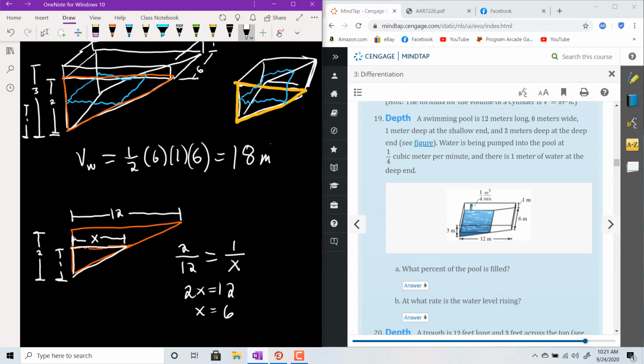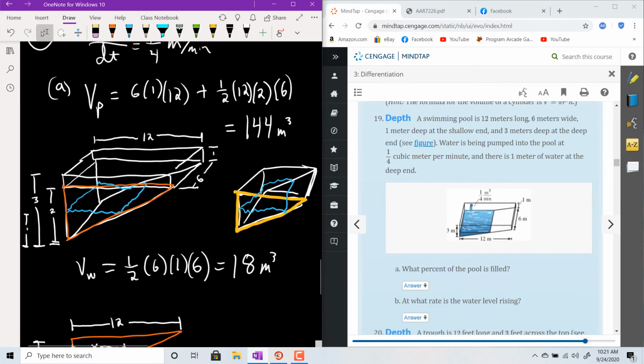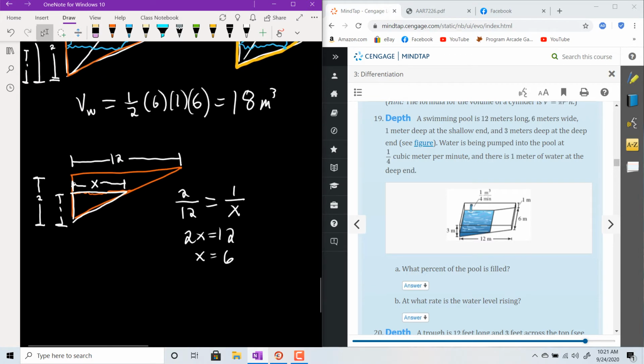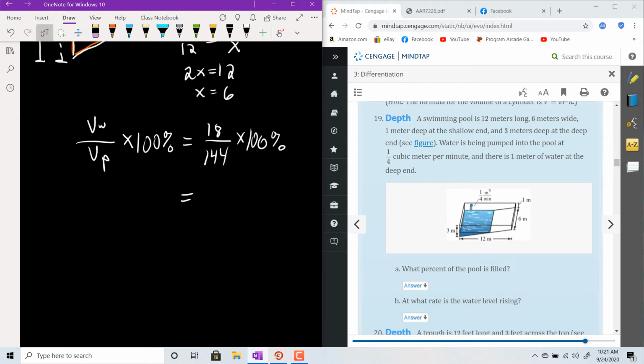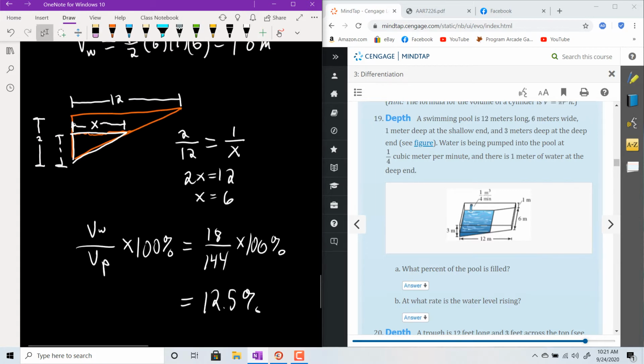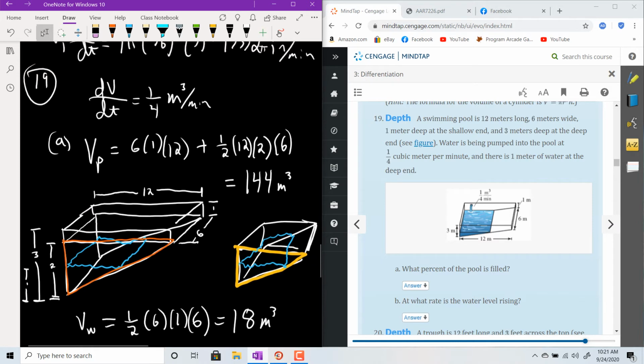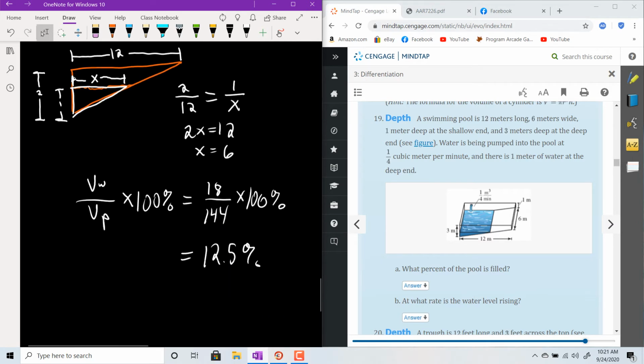18 meters cubed. And then to finally find the percentage of water in the pool, you just take VW divided by VP and then multiply it by 100%. If you do that, you'll get 18 over 144 times 100%. I did that earlier. It's 12.5%. So it's 144 and 18, yeah.